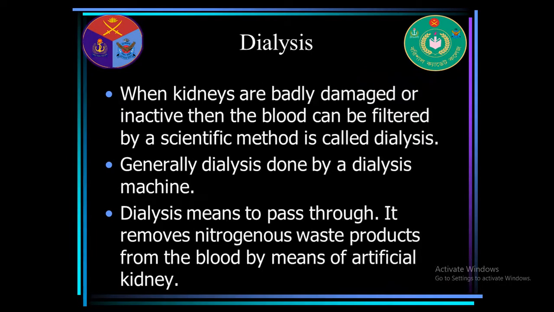Dialysis. When kidneys are badly damaged or inactive, then the blood can be filtered by a scientific method called dialysis. Generally, dialysis is done by a dialysis machine. Dialysis means to pass through. It removes nitrogenous waste products from the blood by means of an artificial kidney.